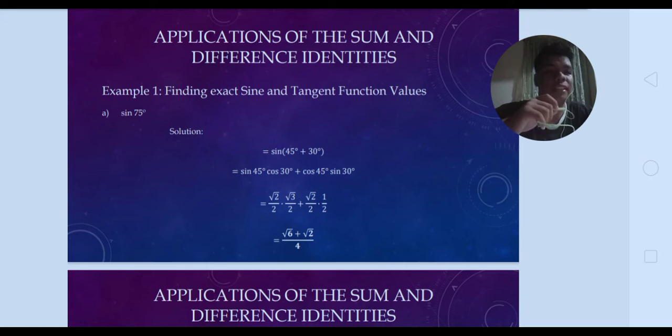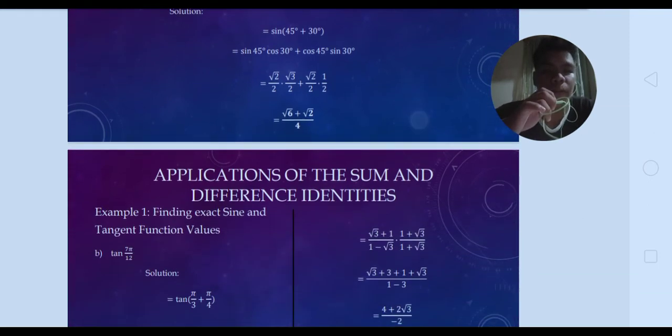Exact values of trigonometric identities at 30 degrees, 45 degrees, and 90 degrees. For this, sine 45 degrees equals the square root of 2 over 2, times the value of cos 30 degrees, which is square root of 3 over 2, added to cos 45 degrees, which is equal to square root of 2 over 2, multiplied by sine 30 degrees, which is 1/2. Then we have to multiply the fractions and then add. Therefore, the exact value of sine 75 degrees is square root of 6 plus square root of 2 over 4.